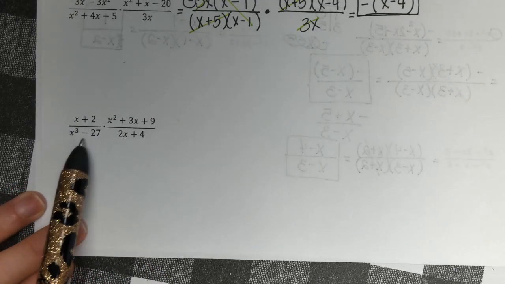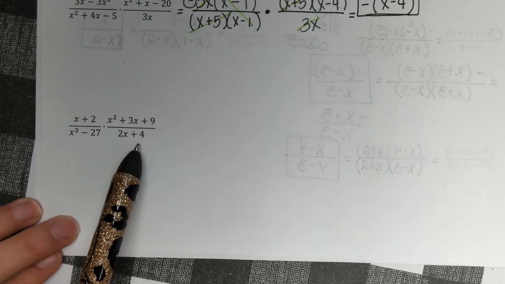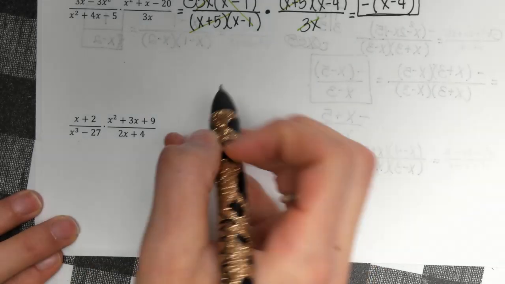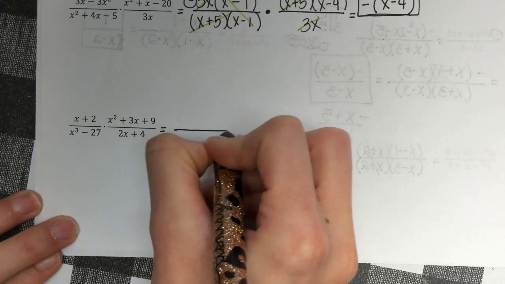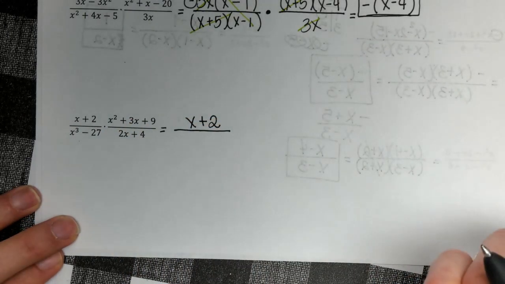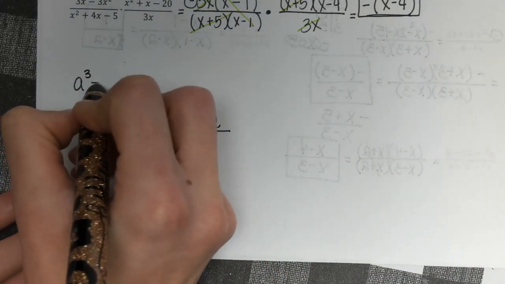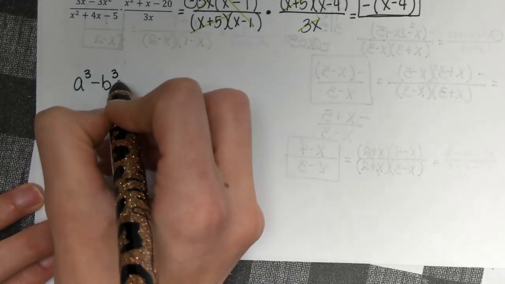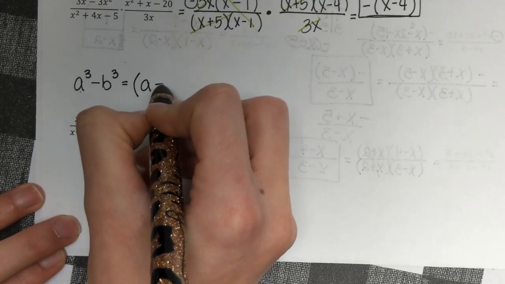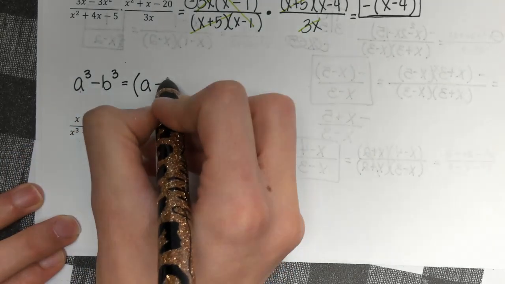Alright, x plus 2 over x cubed minus 27 times x squared plus 3x plus 9 over 2x plus 4. Okay, x plus 2 I can't do anything with. Now you might not remember it, but x cubed minus 27 is the difference of 2 cubes. So that formula, when you have a cubed minus b cubed, you take the cube root of your first one to give you a, and the cube root of your second one to give your b.